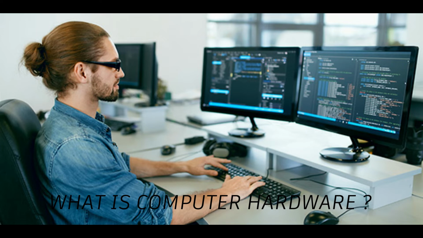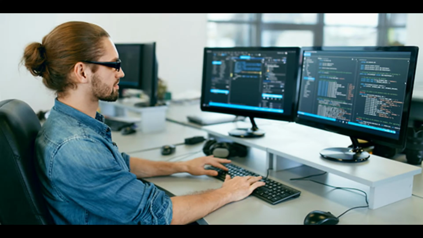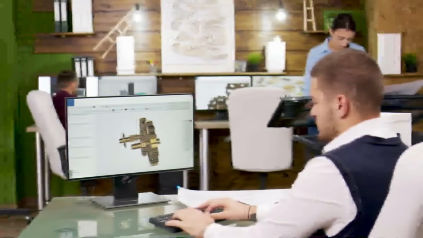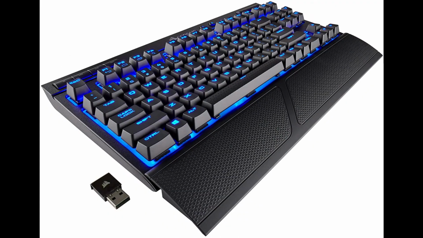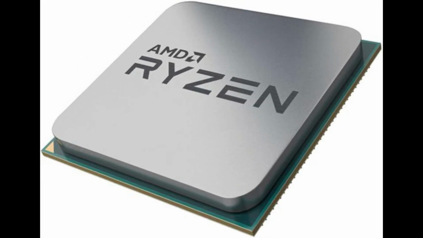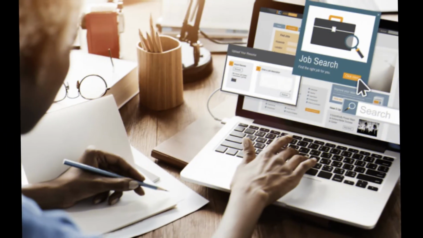What is computer hardware? Hardware is all the physical components of a computer, the stuff you can actually see and touch. The components of computer hardware are monitor, mouse, keyboard, central processing unit, motherboard, computer data storage, etc. Hardware helps in storing and running the software.